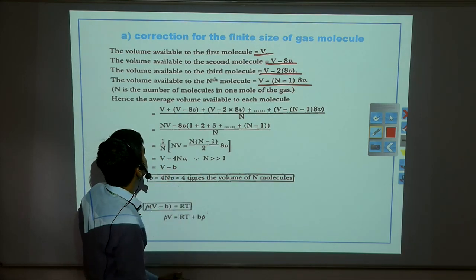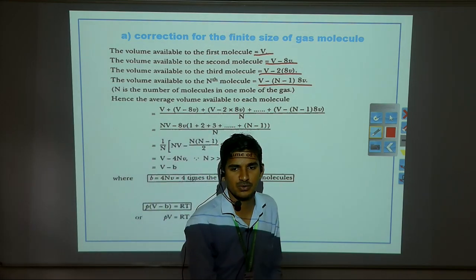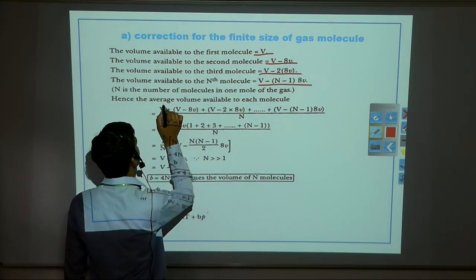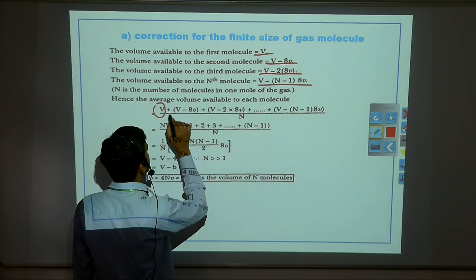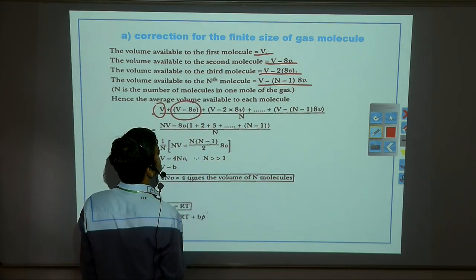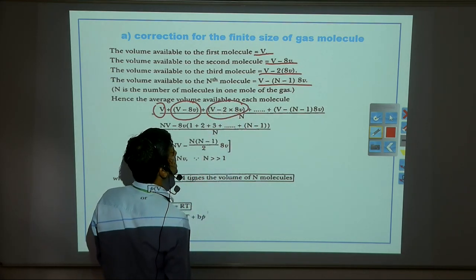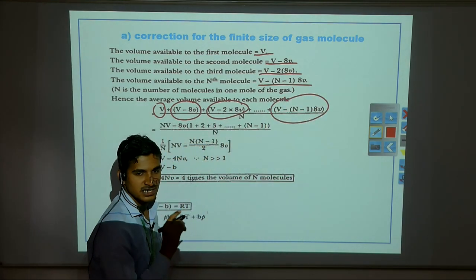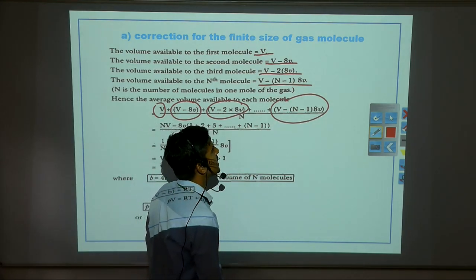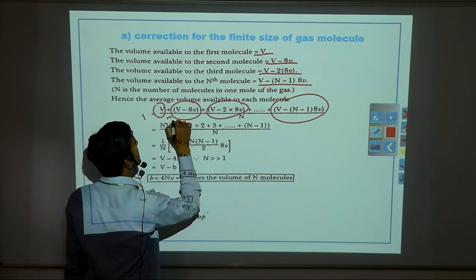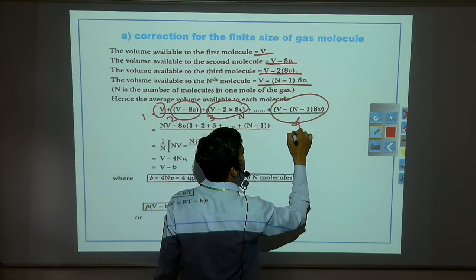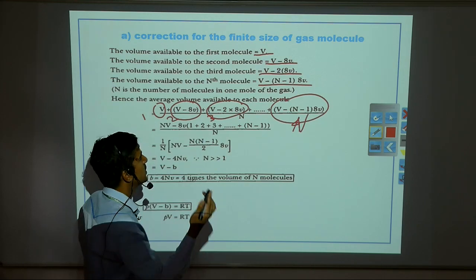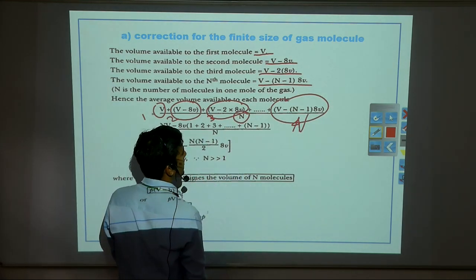Hence, the average volume available to each molecule. What is meant by average volume? Average volume means we take n molecules. Volume for the first molecule is V, for the second molecule V minus 8v, for the third V minus 2 into 8v, up to the nth molecule, V minus (n minus 1) into 8v. We take an average. Average means the sum of all numbers divided by the number of molecules, which we take as n.